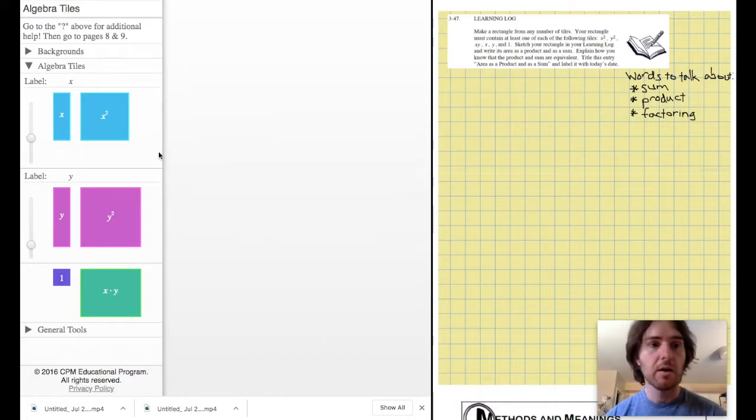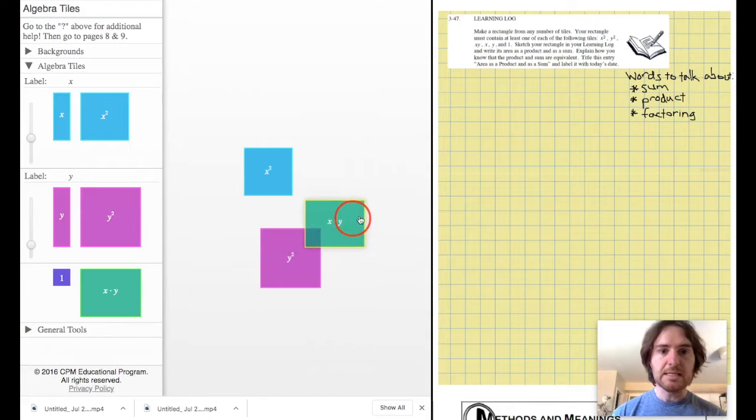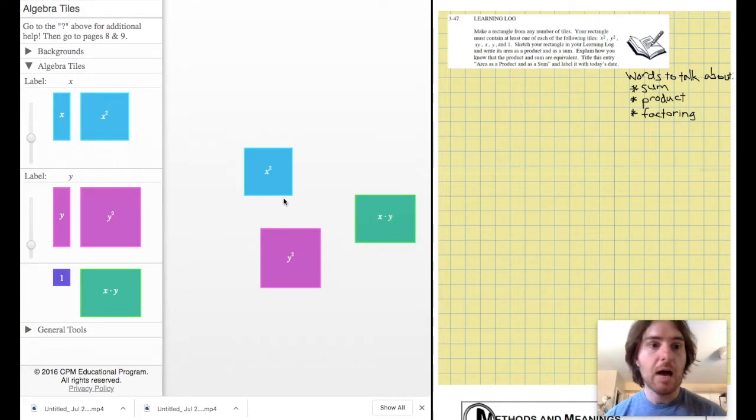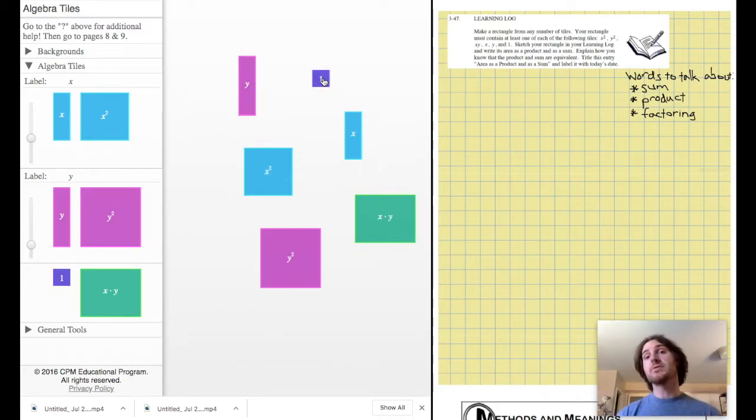We're going to have an x squared. We're going to have a y squared. We're going to have an xy tile. We're going to have an x tile. We're going to have a y tile, and finally a 1 tile. So all 6 of the tiles that we're using here in Algebra 1 will be represented.